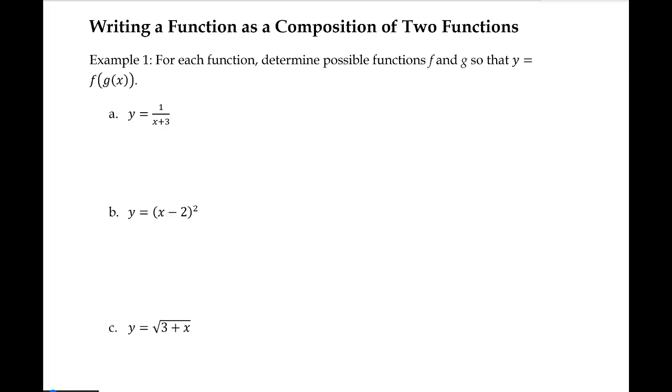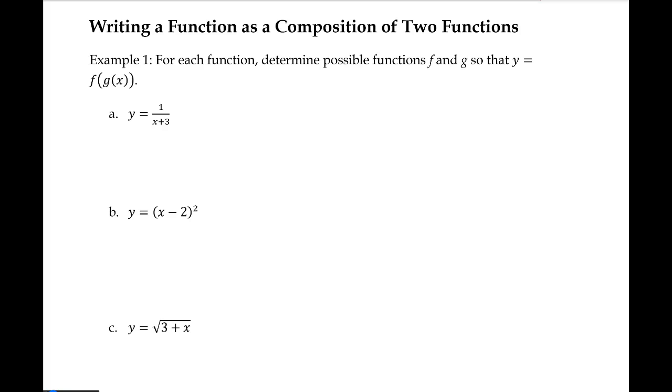So working backwards creates this set of scenarios here. So example 1, for each function where we're given y equals f of g of x. So f is the outside function and g is the inside function. Determine possible functions of f and g. So again, going back to what we had done before with these, I really strongly believe in keeping things as simple as possible. So when I look at these questions, how I approach them is I look for a bigger function and then a function within a function. So what do I mean by that?